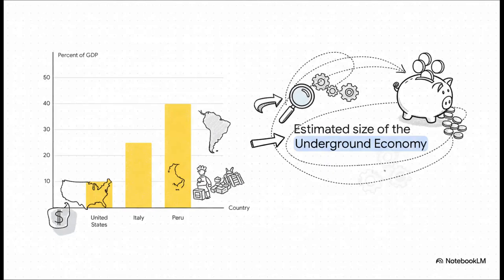And this is not a small problem. I mean, look at these numbers. The underground economy could be about 10% of GDP in the US. But in a country like Peru, it might be over 40%. That is a huge slice of economic activity that GDP just pretends isn't there.